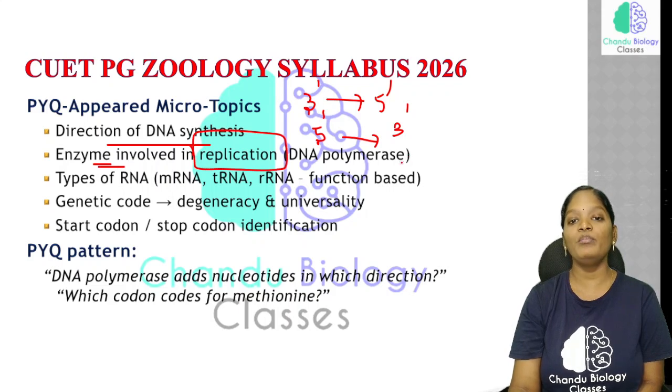The main important enzyme is DNA polymerase. In case of transcription, it is RNA polymerase. In case of translation, it is polypeptidyl synthase. So these are all important things.